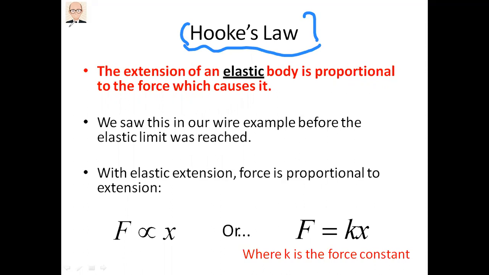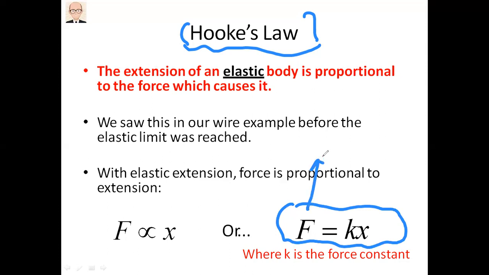We saw this in our wire example before the elastic limit was reached. So if we are not moving beyond the elastic limit, this proportionality will be valid. That means the force and extension are directly proportional if we are not moving beyond the elastic limit. So with elastic extension, the force is proportional to extension, and Hooke's law states that F is equal to K times X.